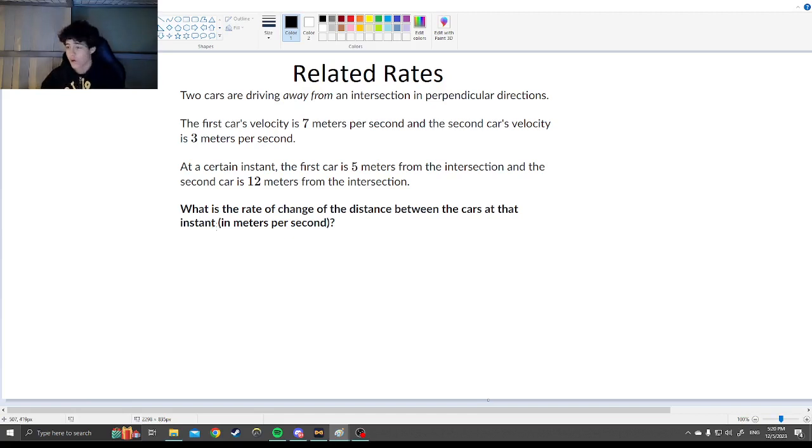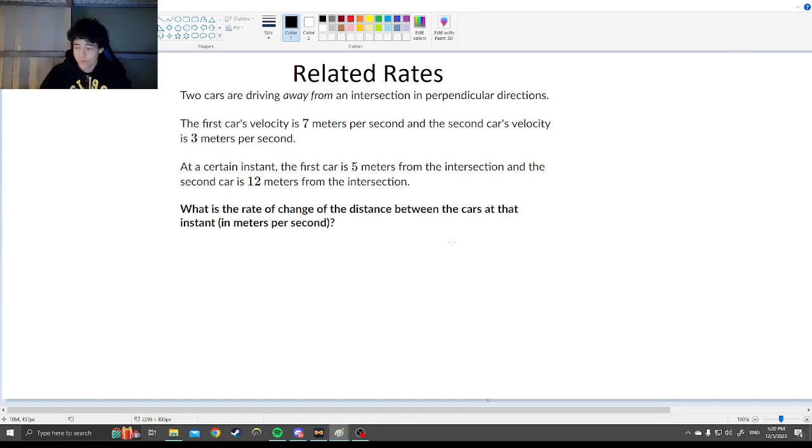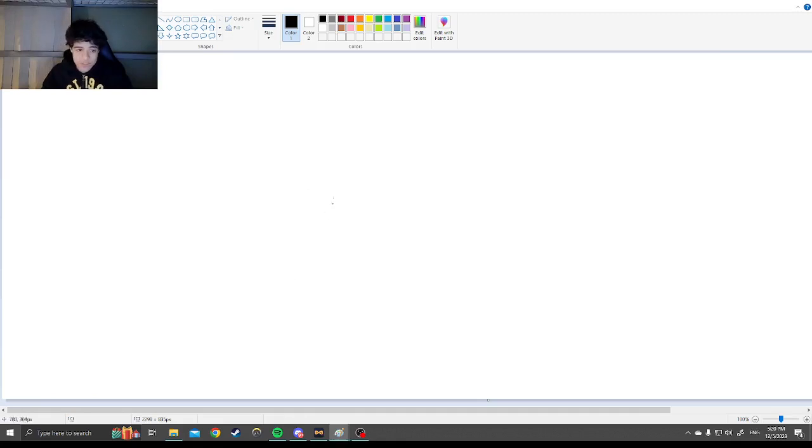Okay, so hopefully by now y'all have tried it at least. Hopefully y'all got it right. So let's look at how to do this. I'm going to switch to a new tab because it's going to take a lot of space. So up first, what do we know? We know that there are two cars driving away from an intersection in perpendicular directions. Perpendicular means like this, right? Crossing. Because it's an intersection, you got cars coming up, cars going left, right?